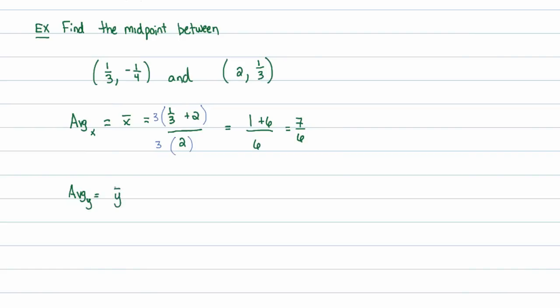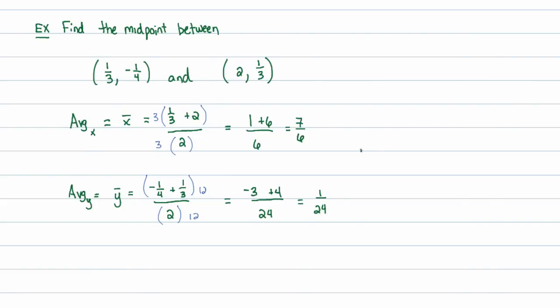That's y bar notationally. And again, you add up the y values, which is a negative 1/4 plus 1/3, and you divide by 2. Again, I'm looking for the LCD of both numerator and denominator, which is going to be 12. So I'll multiply top and bottom by 12. When you do that, you get a negative 3 plus 4 all over 24, or in other words, 1/24.